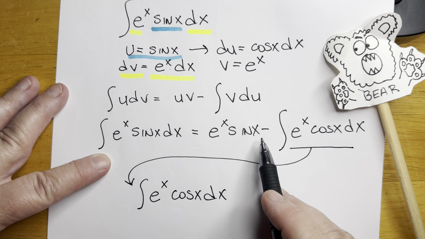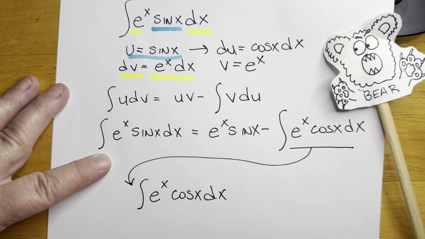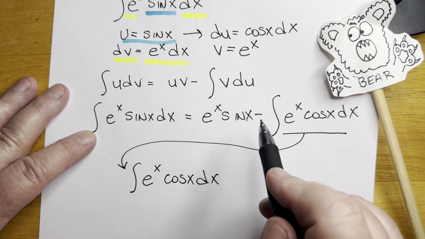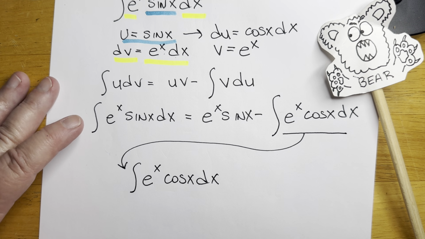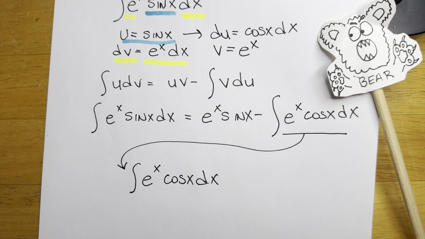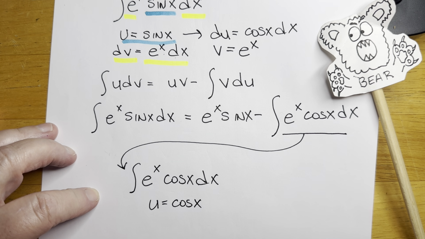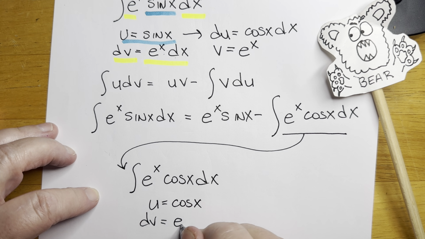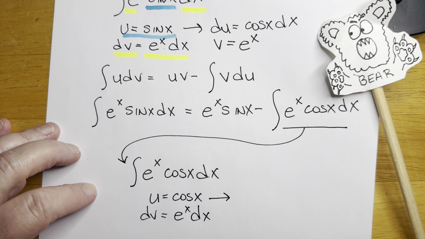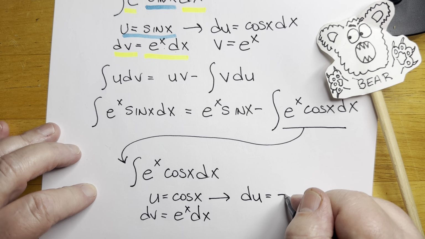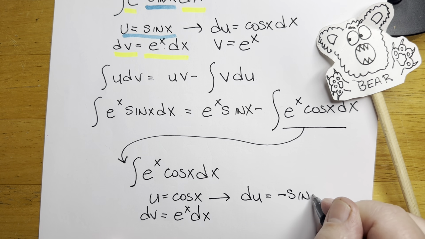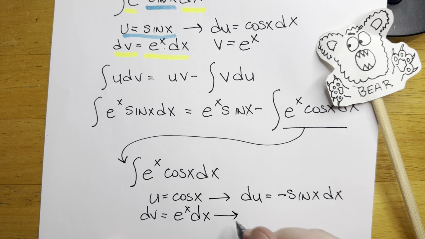Now remember that there's a minus here. I'm going to leave the minus out for right now just to simplify things, but we'll have to put it back in with the minus attached. I'm going to follow exactly the same approach. My u is going to be the cosine x, and my dv is going to be the e to the x dx. Now remember that when you take the derivative of cosine, you get the opposite of sine. And e to the x, it's always e to the x.